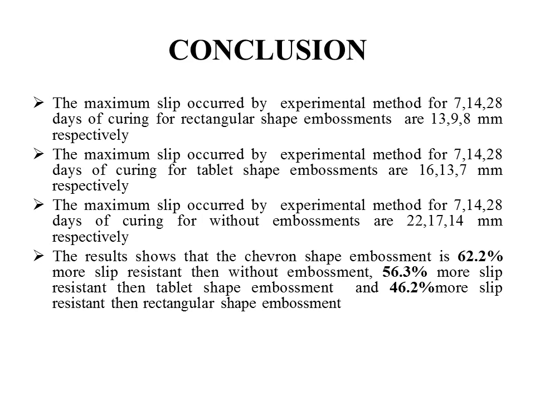The maximum slip occurred by the experimental method for 7, 14, 28 days of curing for without embossment are 22, 17, 14 mm respectively. So the sheet without embossment is not that slip resistive when compared to the embossed sheets, especially chevron. The other two embossments are inferior. So the result shows that the chevron shape embossment is 62.2% more slip resistant than without embossment sheet, 56.3% more slip resistant than tablet shape embossment, and 46.2% more slip resistant than the rectangular shape embossment.